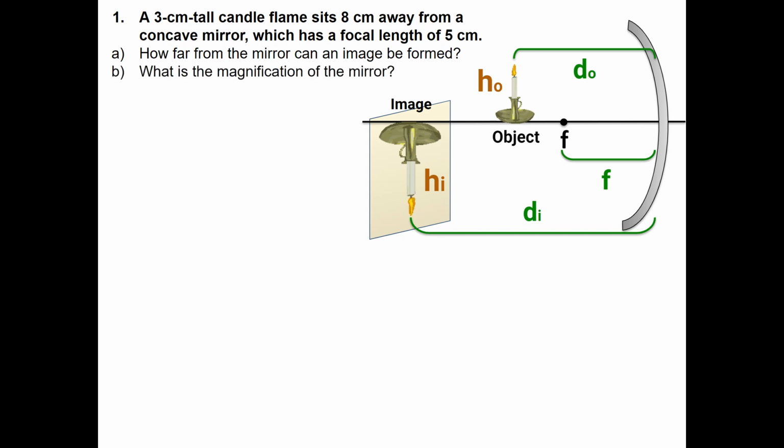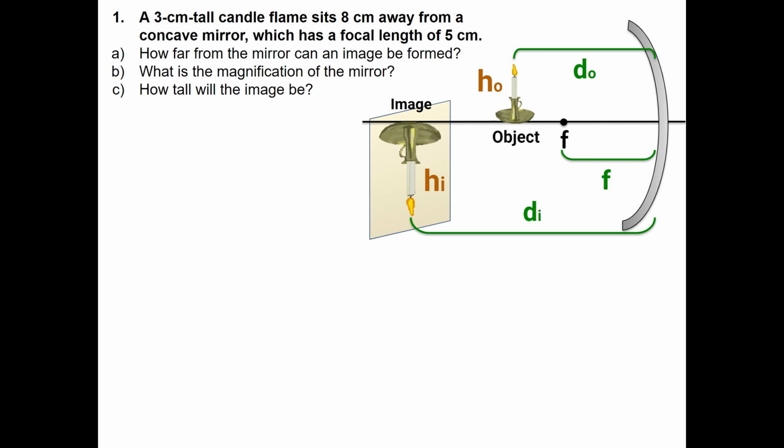Part B asks, what is the magnification of the mirror? Once we've determined where the image is located, then we can probably figure out magnification, which was in the second formula we learned, capital M. And the third part of this question asks, how tall will the image be? What will be the height of the image?